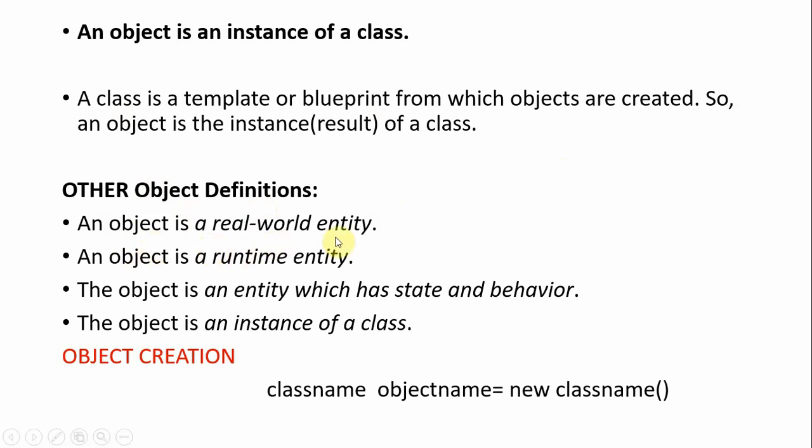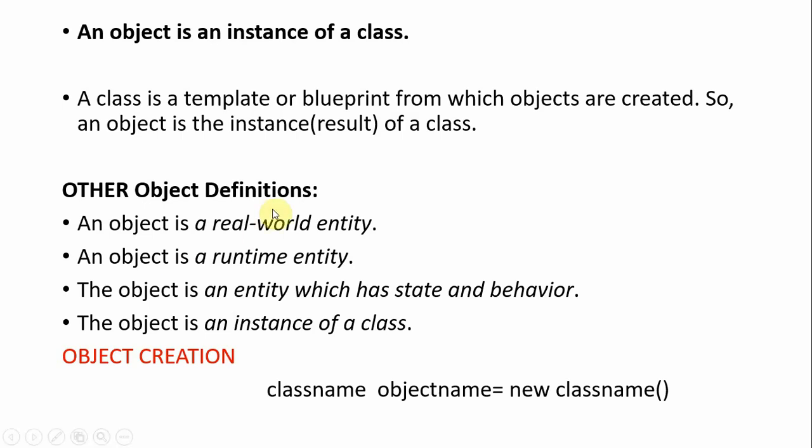If you take a pen, bag, board, chalk, all of them are connected with the real-time environment. Next, an object is a runtime entity. Runtime means, when we think about programming, we have compile time as well as runtime, right? So objects will be created at runtime, not at compile time.